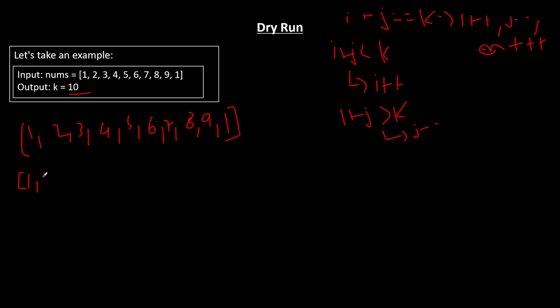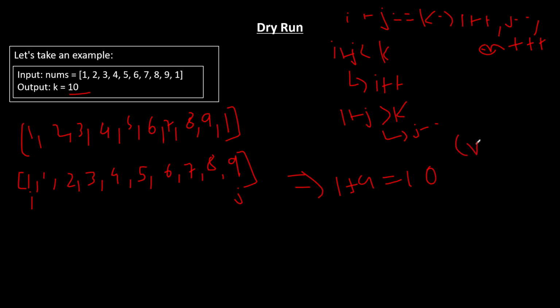After sorting it becomes 1, 1, 2, 3, 4, 5, 6, 7, 8, 9. i starts from here. j starts from here. Okay. i is 1. j is 9. Okay. So 1 plus 9, 10. So we got count 1. We increment both. i comes here. j comes here. Now in this case, we can see that 1 plus 8 is less than 10. So of course, we will be incrementing i now.